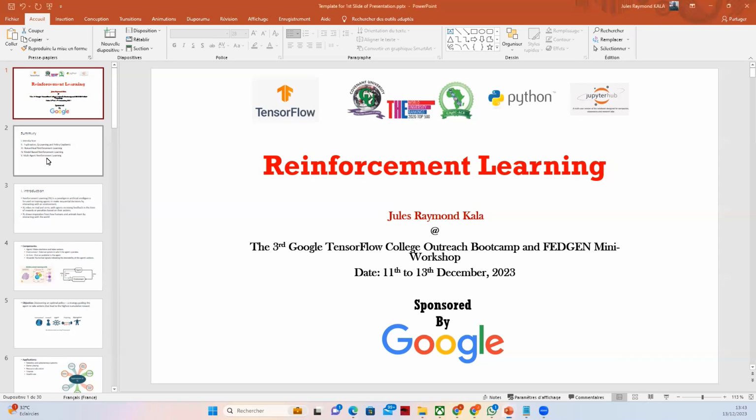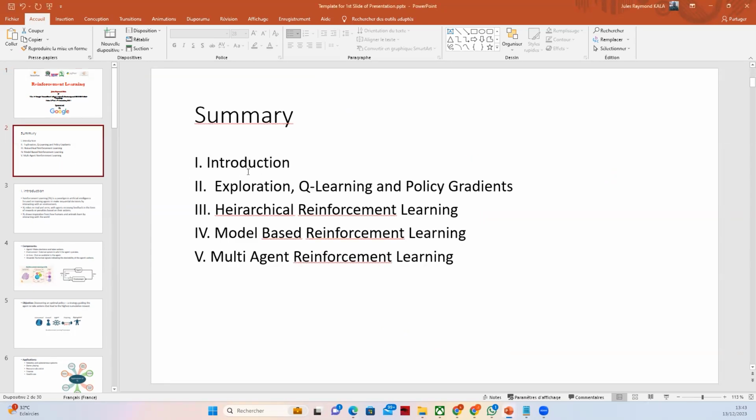Okay, let us start. We'll start with the introduction, with a summary. Today we'll be talking a little bit about what reinforcement learning is, and then we'll move on and talk about exploration, Q-learning, policy gradient, and then hierarchical reinforcement learning, model-based reinforcement learning, and multi-agent reinforcement learning.